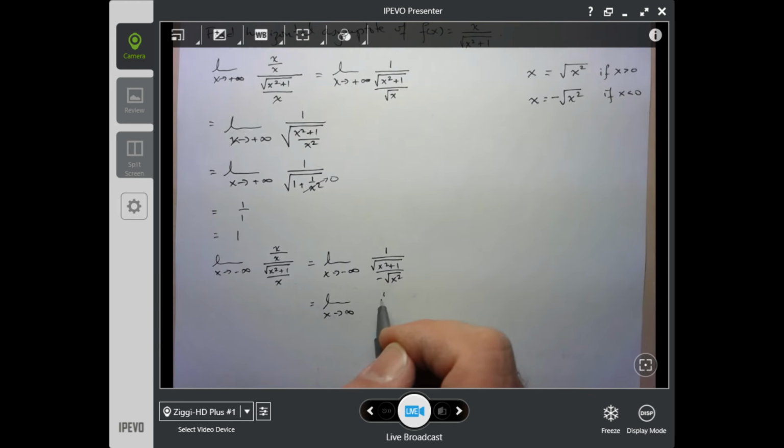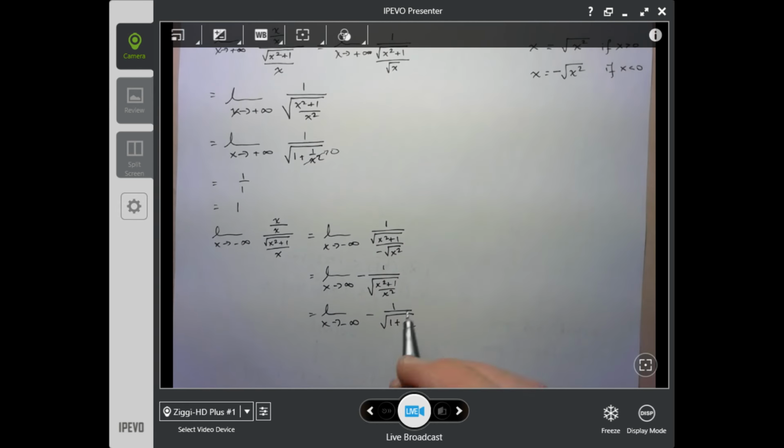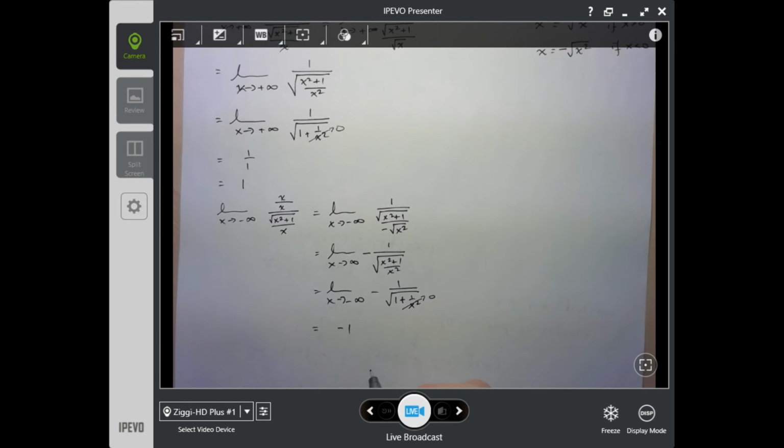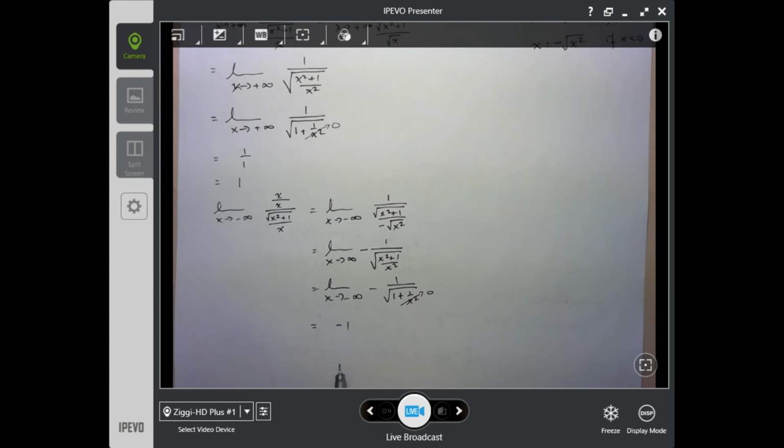Okay, 1 over, so same thing. I'll bring these two square roots together, but I still have this negative hanging around. So this becomes square root of x squared plus 1, just like before, over x squared. So what do we have? We have negative 1 over square root of 1 plus 1 over x squared. And as before, this term here approaches 0 as x approaches negative infinity, and the whole limit approaches negative 1. Okay, so we actually have two horizontal asymptotes.